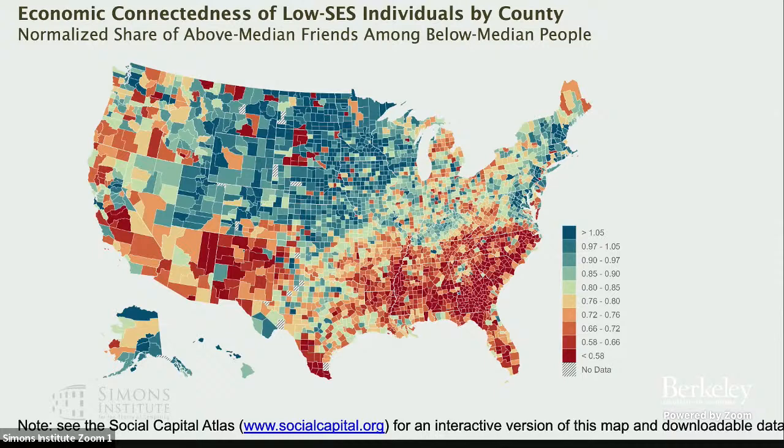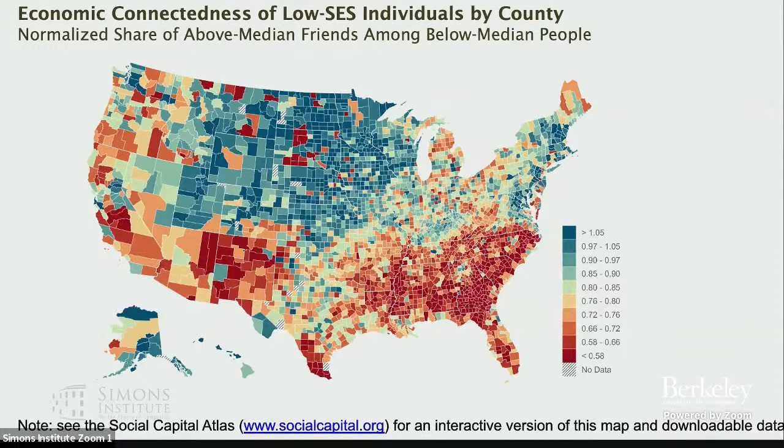What do these colors correspond to? So the colors, sorry, red, economic connectedness below 0.58 is the worst. If you have a 1, that means your friendship patterns are just like they would be at random. So you have 100% of the number of friends you should have among the rich. 58% means you have only 58% of the number of rich friends that you should have if you were connecting to people at random.